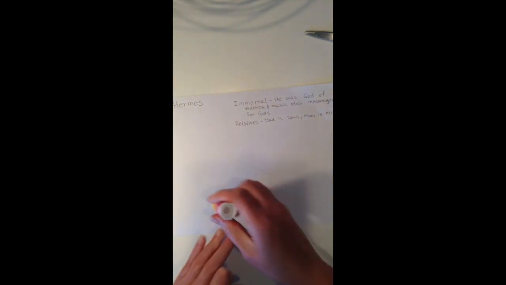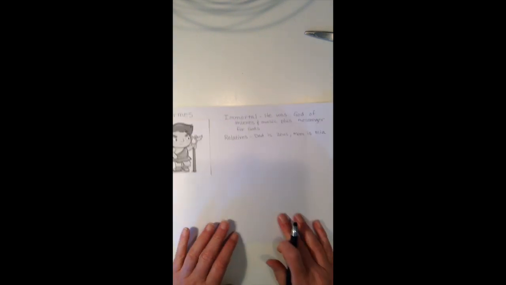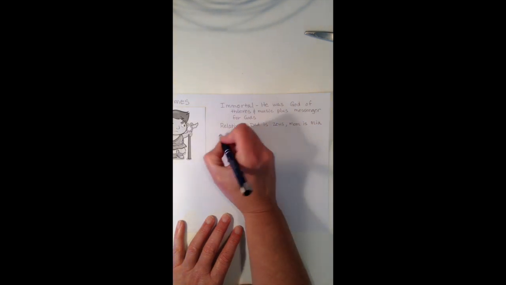And all I need to do is to use my glue stick and glue down my image of Hermes, and then continue to build my poster around this. So I've already modeled the immortality and the relatives. So now I'm just going to go ahead and put some more facts in here.